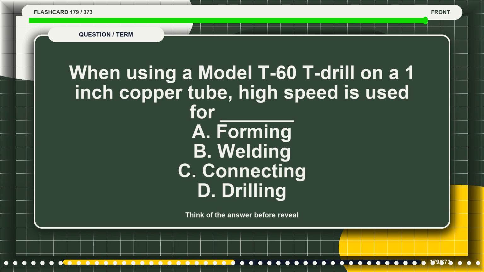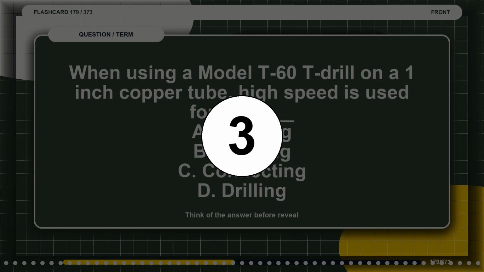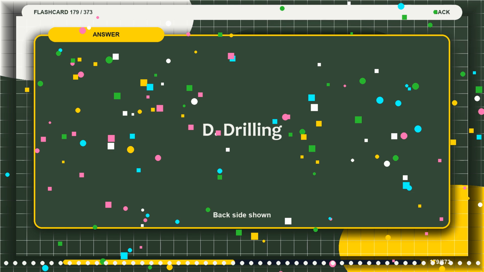Flashcard 179. When using a Model T 60T drill on a 1-inch copper tube, high speed is used for blank. A. Forming, B. Welding, C. Connecting, D. Drilling. Think of the answer before the reveal. The answer is D. Drilling.